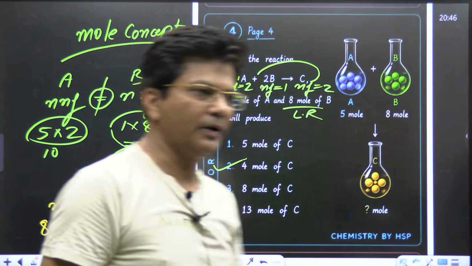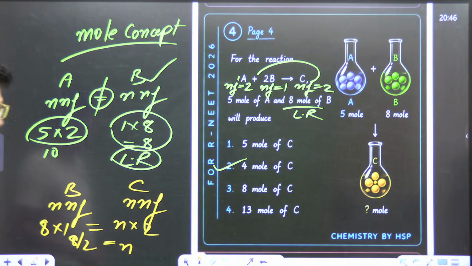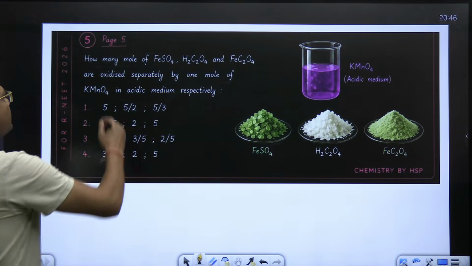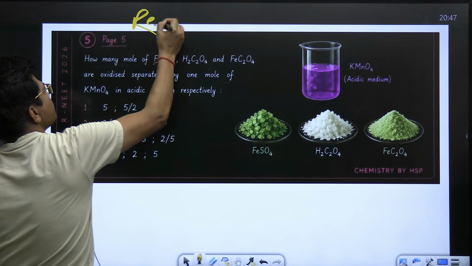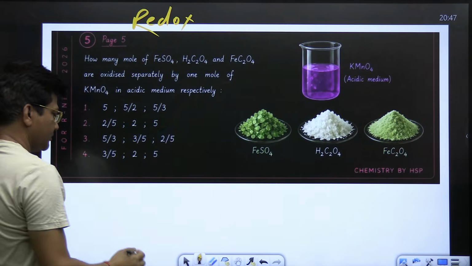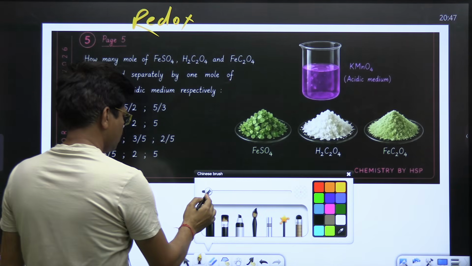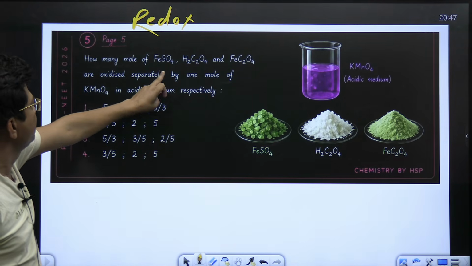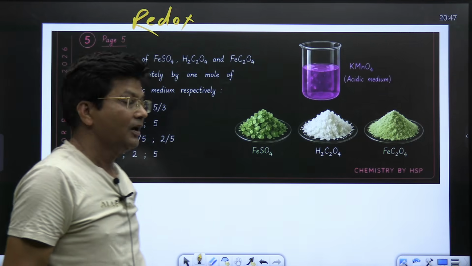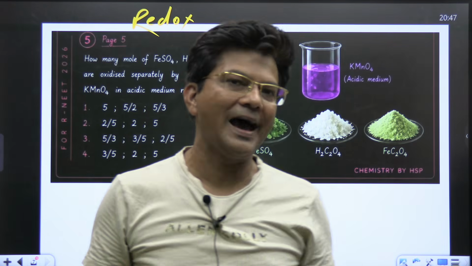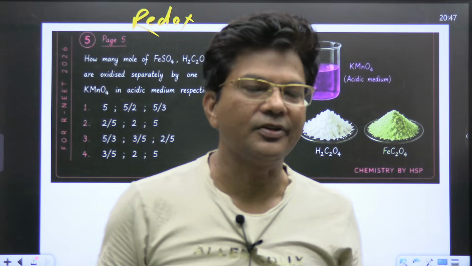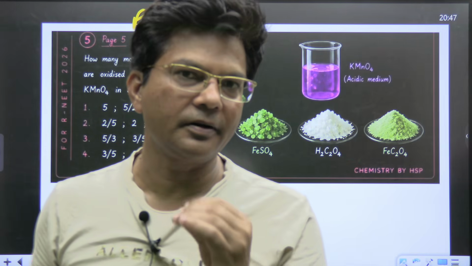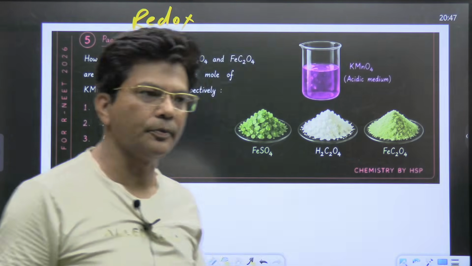Let's see. Last but not the least, I hope everyone is able to understand each and everything. Now this is from Redox, a lovely Redox chapter. Let's see. How many moles of ferrous sulfate? I have told you now. Here the reaction is not balanced, and that's why I'm telling you to use the PP rule. Power and people. Number of moles and power.